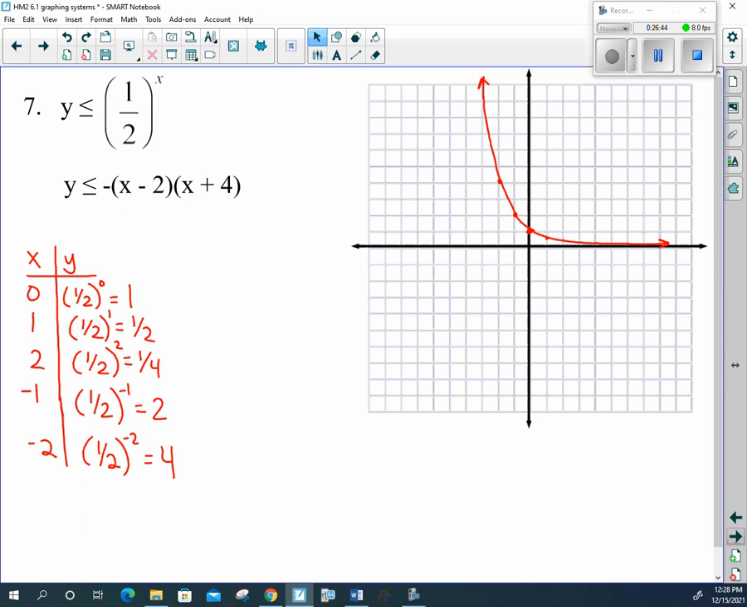All right, so the original equation said y is less than or equal to, and it's a solid line. So less than or equal to our exponential is going to be everything on this side. So all of this kind of shape in here is less than or equal to our exponential.